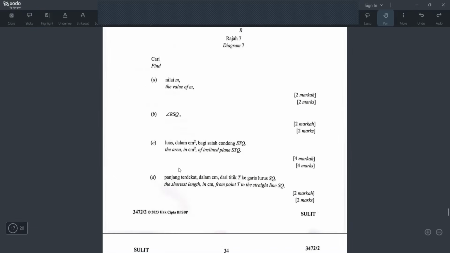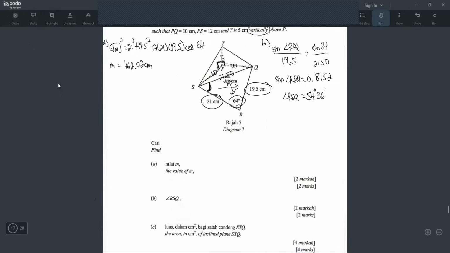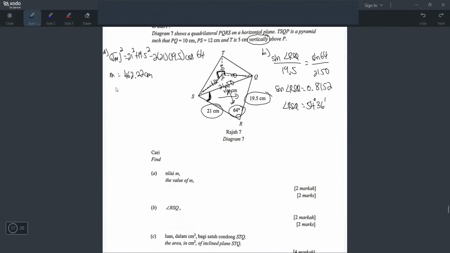Okay. C. Area of inclined plane STQ. Where is the STQ plane? So STQ is this plane, right? So how do we find area? When we find area, we need to make sure we have some information, then only we can find area, right? Okay, let's do it here. I want to find the area of STQ. So let's draw it out like this.